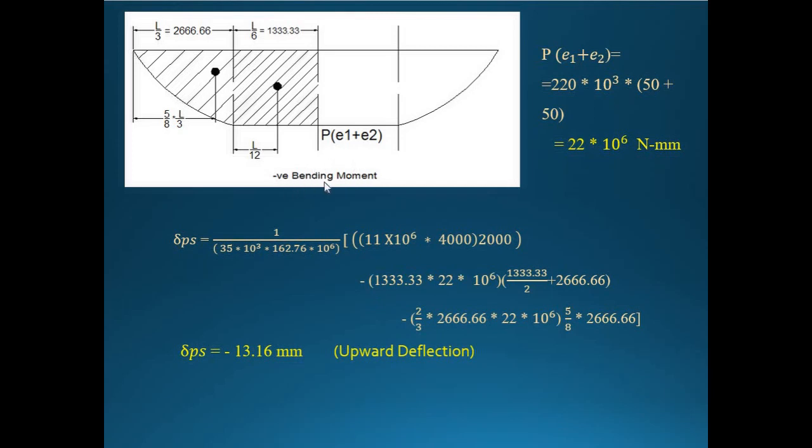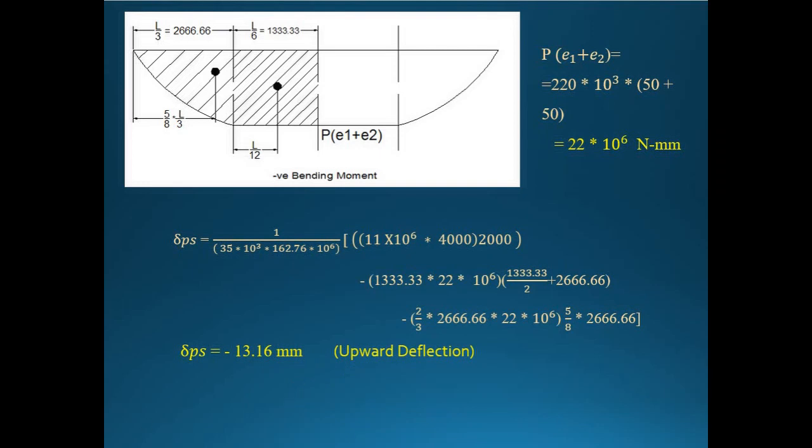Why did we get this negative bending moment? As the cable is present below the neutral axis, it is a negative bending moment. Substitute those negative signs here. Delta PS will be minus 13.16 mm. Now we can see that the deflection is upwards.